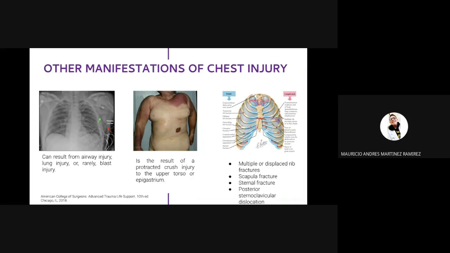And finally, we have the rib, sternum, and scapular fractures. I talked about it before at the flail chest, but here I'm going to talk about multiple or displaced rib fractures, scapular fracture, sternal fracture, and posterior sternoclavicular dislocation. Relief of pain is important to enable adequate and effective ventilation. Intercostal block, epidural anesthesia, and systemic analgesics are effective and may be necessary. Early and aggressive pain control, including the use of systemic narcotics and topical local or regional anesthesia, improves the outcome in patients with rib, sternum, or scapular fractures.